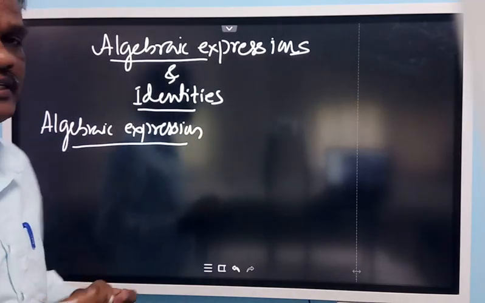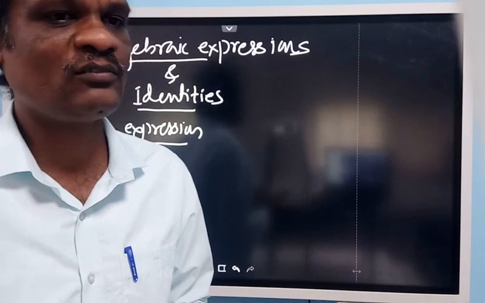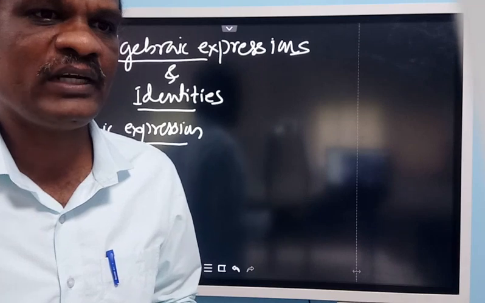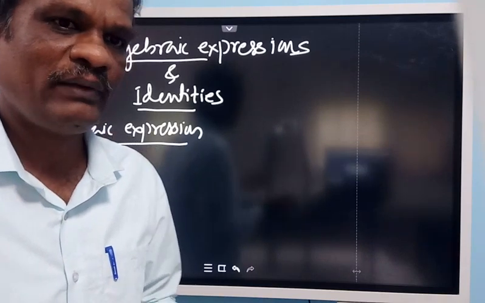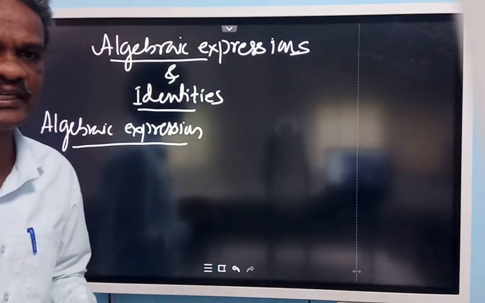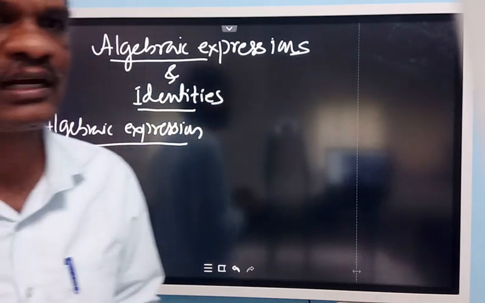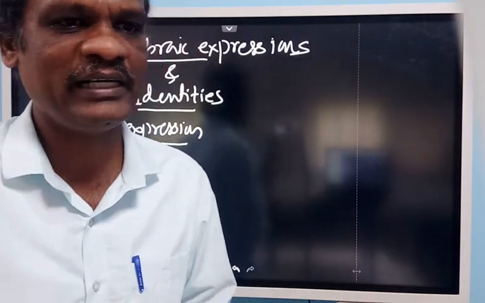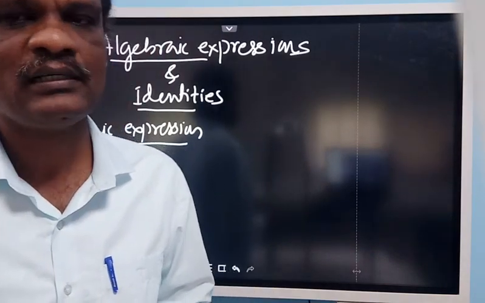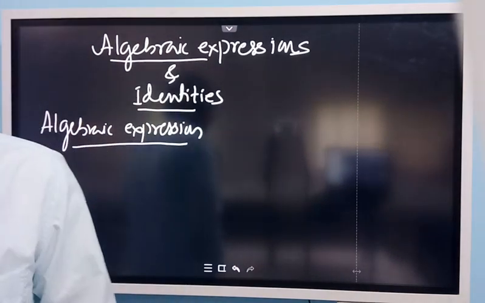Just like sentences, how are sentences formed? Sentences are formed from words. Adding words, we get sentences. Same way, we get mathematical expressions by adding terms. Some terms we add and we get expressions. We use variables and constants together with addition, subtraction, multiplication, division, any operation we follow here, and we get the expressions. So let me take some examples here.